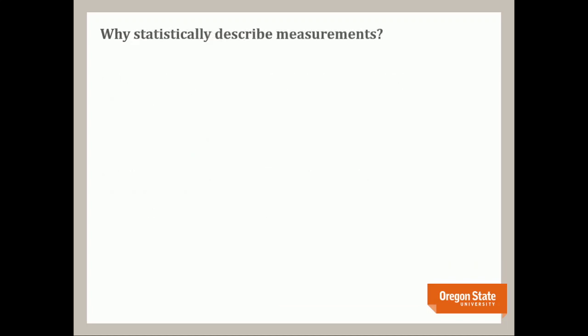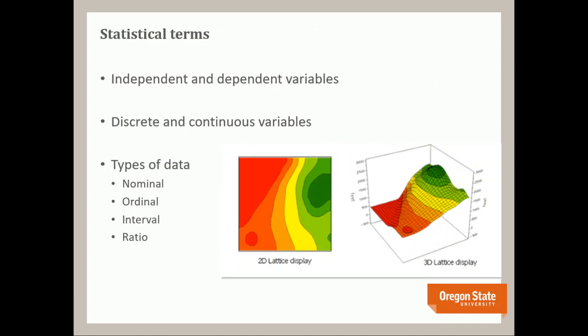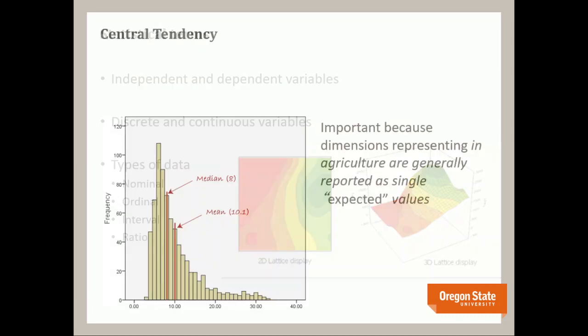Why statistically describe measurements? Our data sets are too large to understand or interpret. Statistics provides a means of summarizing data that can be rapidly interpreted for making management decisions. Statistics can define relationships among variables. Statistical terms used are independent and dependent variable, which we mostly studied in undergrad courses, and discrete and continuous variable. There are four types of data: nominal, ordinal, interval, and ratio. Here, a 2D lattice display and a 3D lattice display of the data are presented in the diagrams.